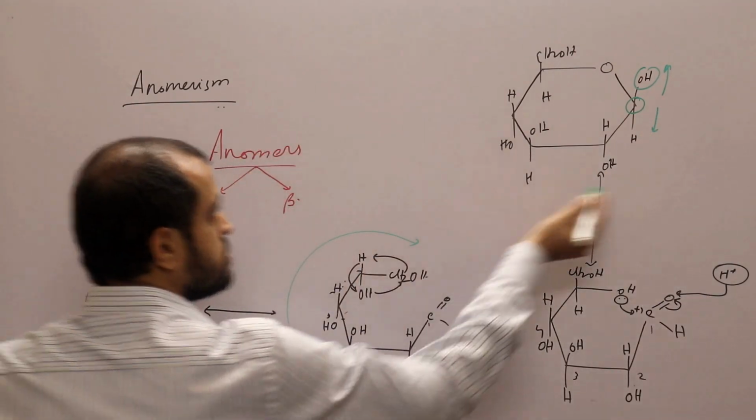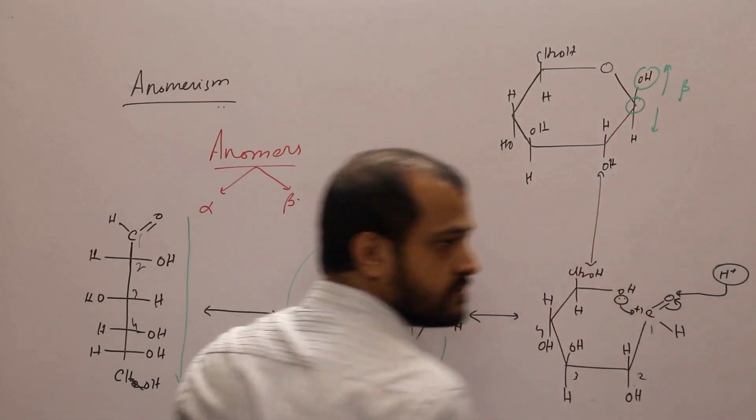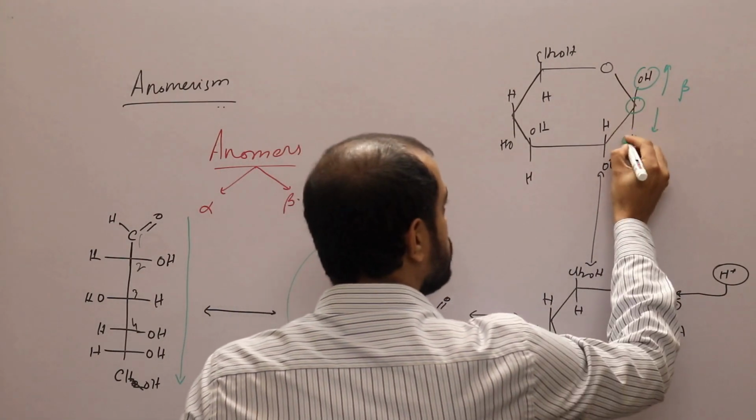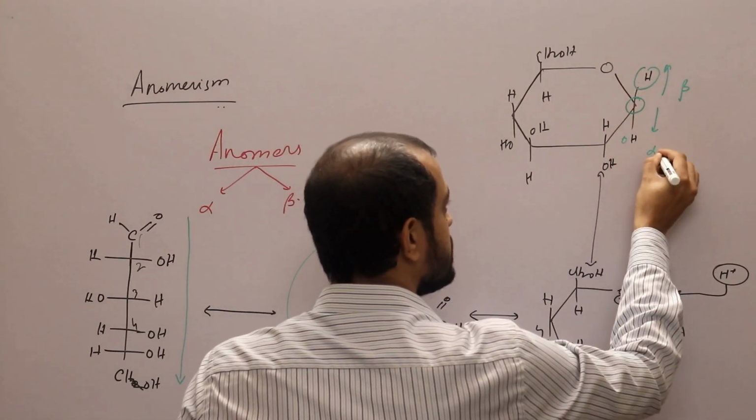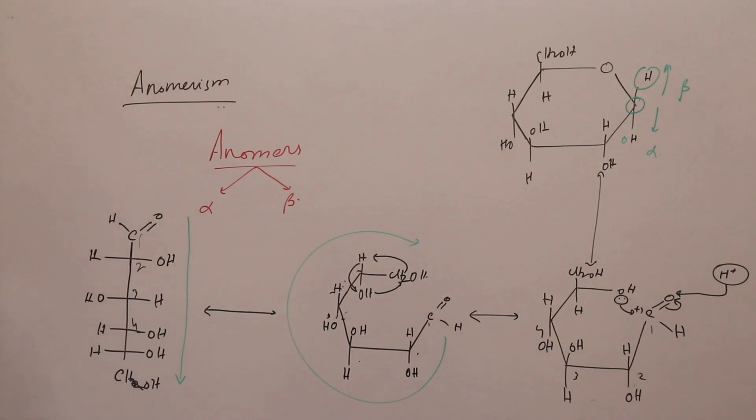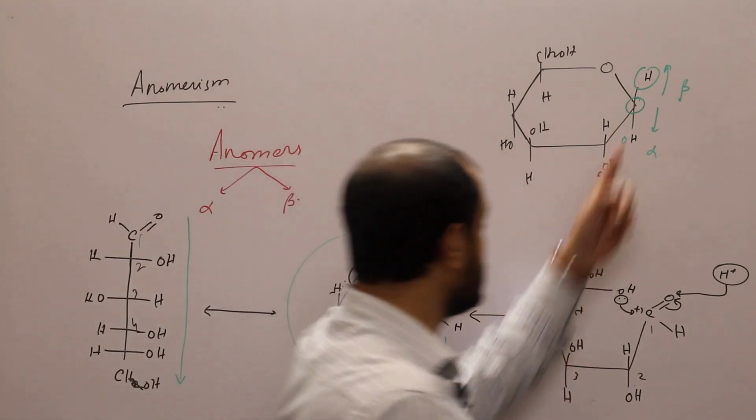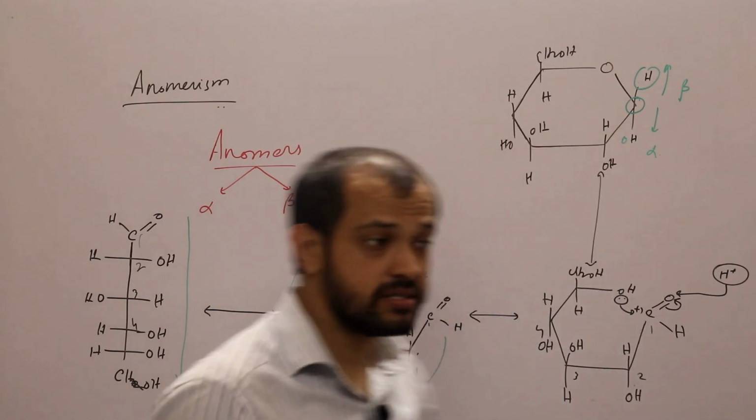If it is present on the top side, then it is beta anomer. If it is present on the downward side, then it is alpha anomer. That's it. Okay, if it is present on the up side, then it is beta anomer, otherwise it is alpha anomer.